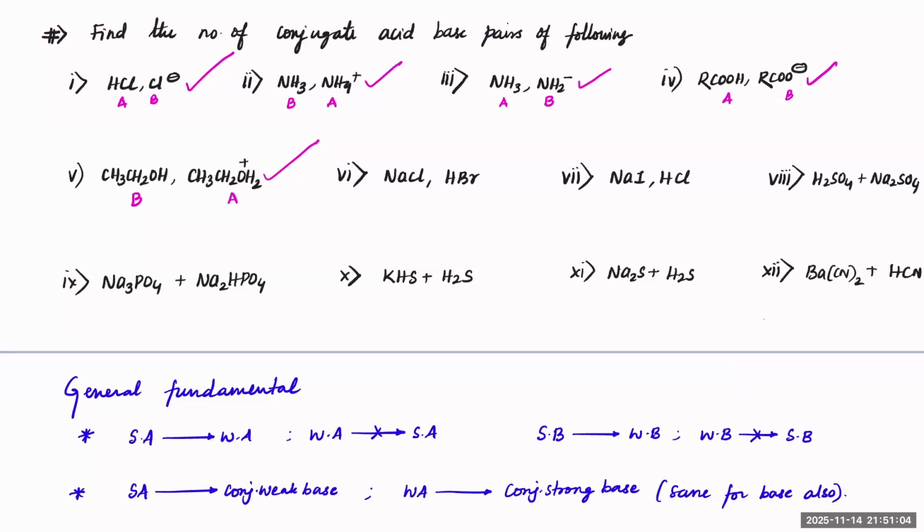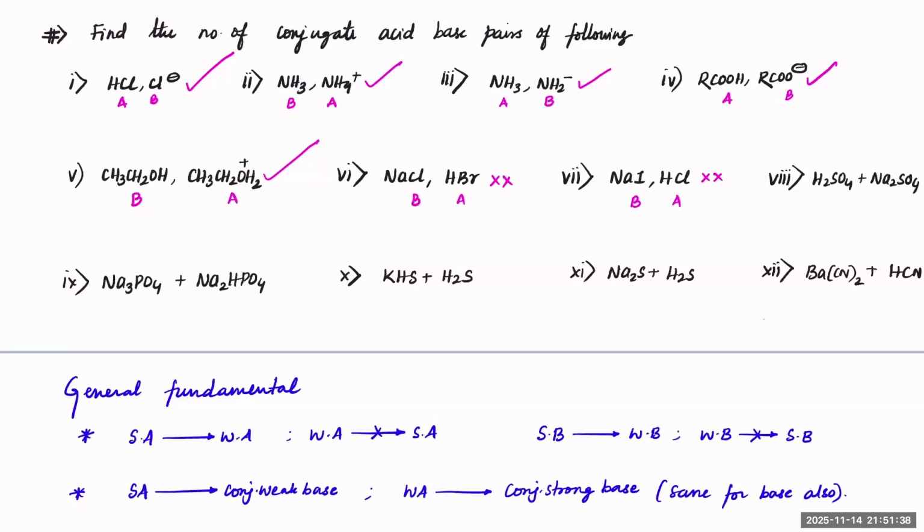Next, NaCl. In NaCl, Cl minus is a part which is always a base, but it doesn't seem to be accepting anything here. If it was HCl, then this would have been correct. But it is not. So hence, although HBr is an acid, this is not a conjugate acid-base pair. Similarly, NaI and HCl is also not a conjugate acid-base pair. This is a base, this is an acid, but not together a conjugate acid-base pair.